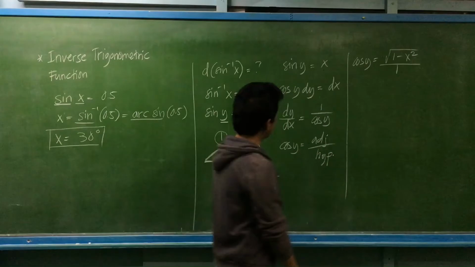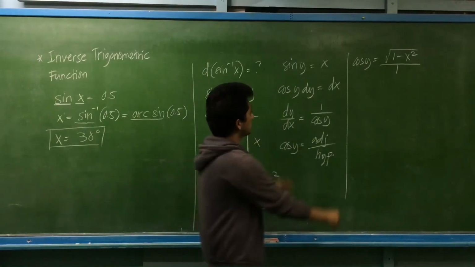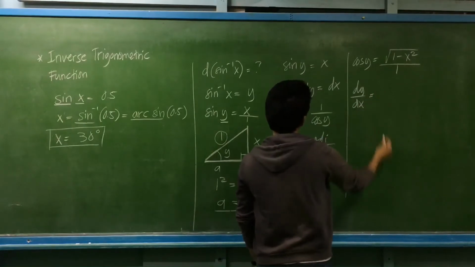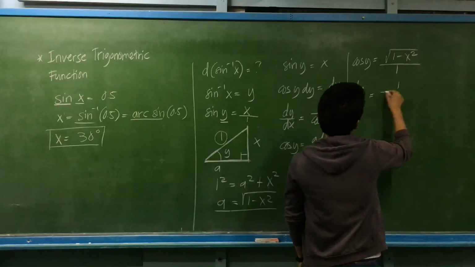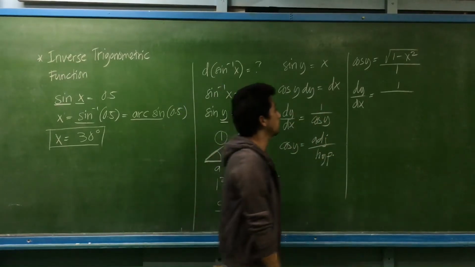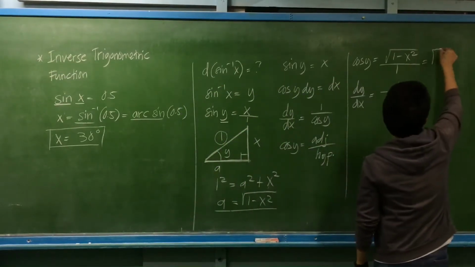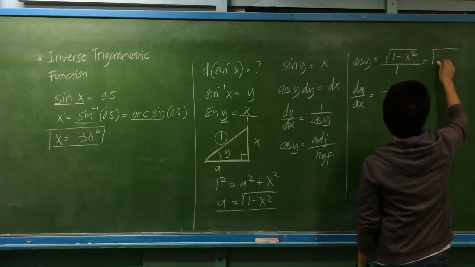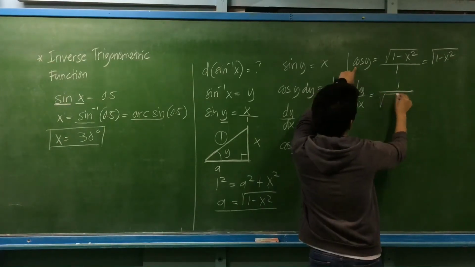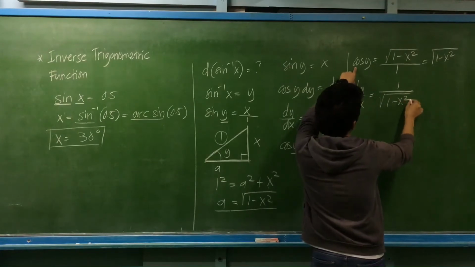So if we are now to substitute that, we have dy over dx is equal to 1 over cosine of y. What is the equivalent of cosine of y? This is the same as the square root of 1 minus x squared. So cosine of y is the square root of 1 minus x squared.